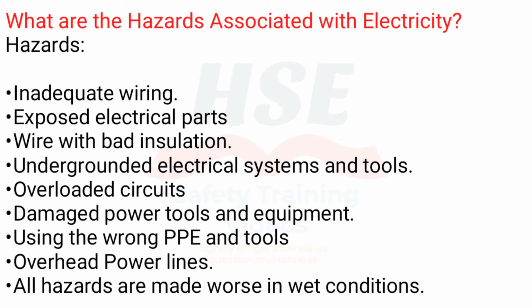What are the hazards associated with electricity? Hazards: inadequate wiring, exposed electrical parts, wires with bad insulation, ungrounded electrical systems and tools, overloaded circuits, damaged power tools and equipment, using the wrong PPE and tools, overhead power lines. All hazards are made worse in wet conditions.